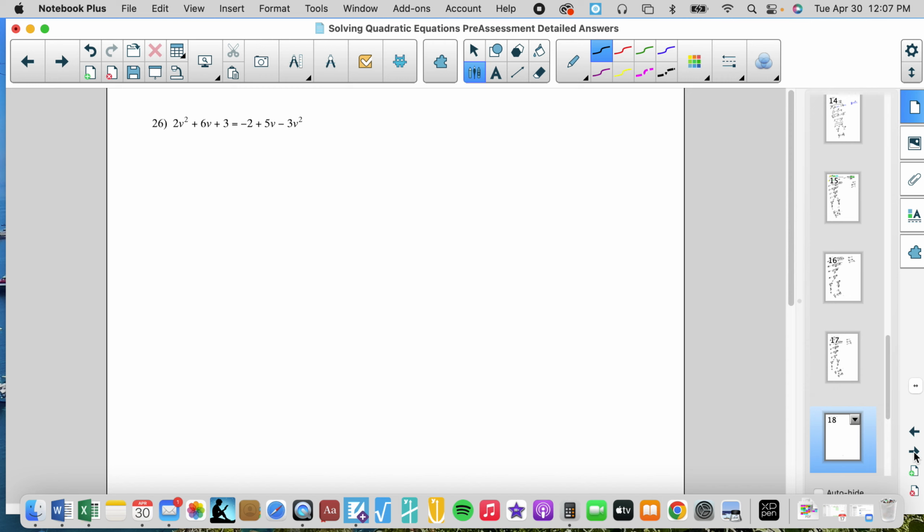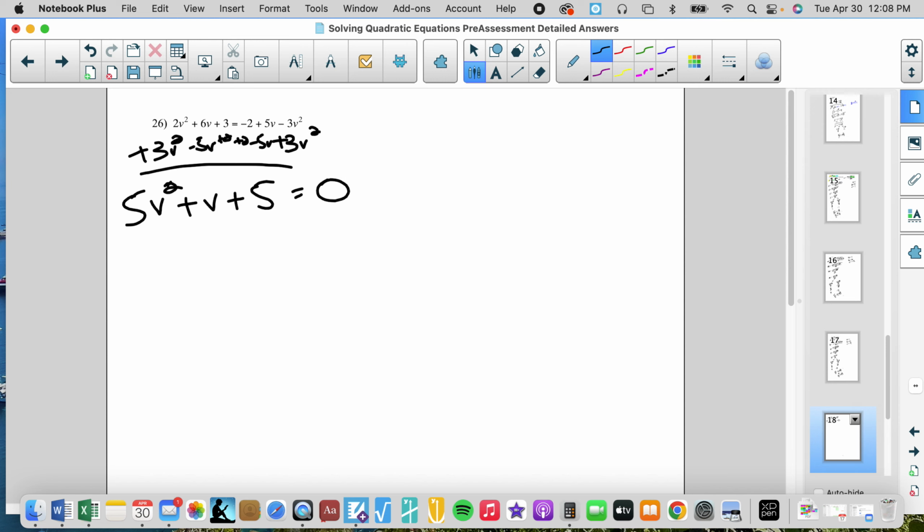Yep, we're going to move it to the left. 3v squared minus 5v minus 5v plus 2 plus 2. We get 5v squared plus v plus 5 equals 0. Let's check it, make sure. So a equals 5, b equals 1, c equals 5.